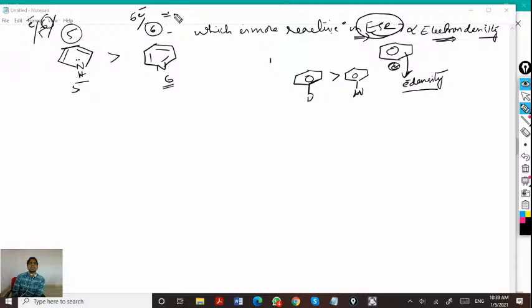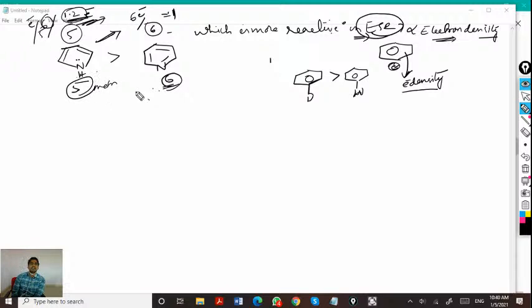So this will be almost equal to 1, and this is greater than 1, around 1.2. So the electron density is 1.2 electrons per atom in the 5-membered ring and 1 electron per atom in the 6-membered ring. So which has more electron density? The 5-membered ring will have more electrons. So among 5-membered and 6-membered rings, 5-membered are more reactive.